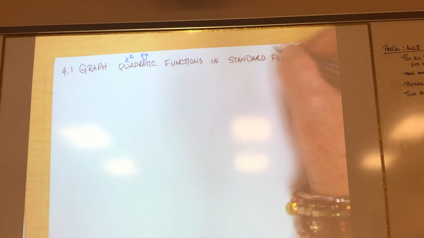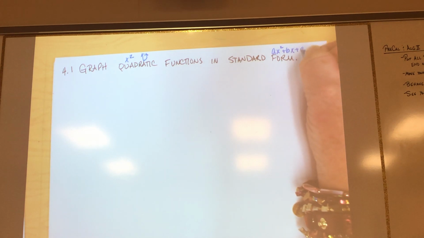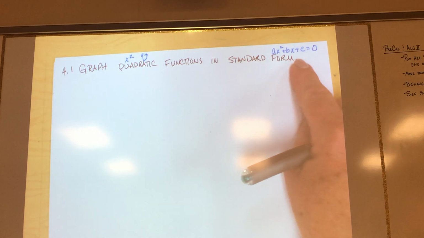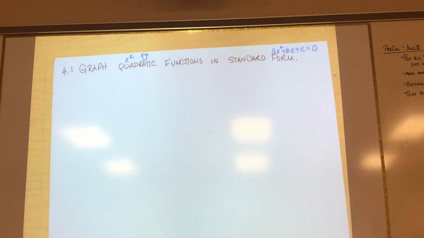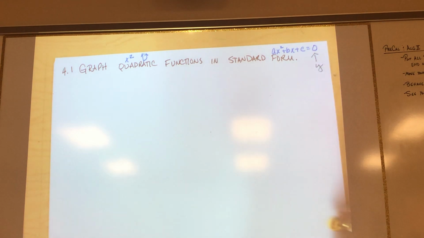So this is what standard form looks like. Ax squared plus bx plus c equals 0. That's standard form. Wait a minute, we got a problem. How am I going to graph this when a, b, and c are numbers, and all I have are x's? There is no y. Alexi says you just replace 0 with y. 0 and y are interchangeable.